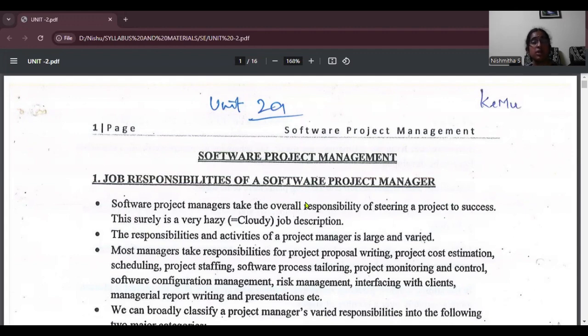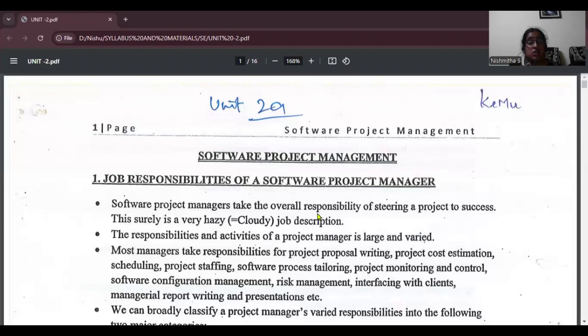A project manager is a person who takes the lead to manage a software project. There are some responsibilities for a software project manager to manage a project. A software project manager takes the overall responsibility for steering a project. That is, he first takes up a responsibility to guide the team in performing the activities well. The responsibility of a project manager is large and varied.